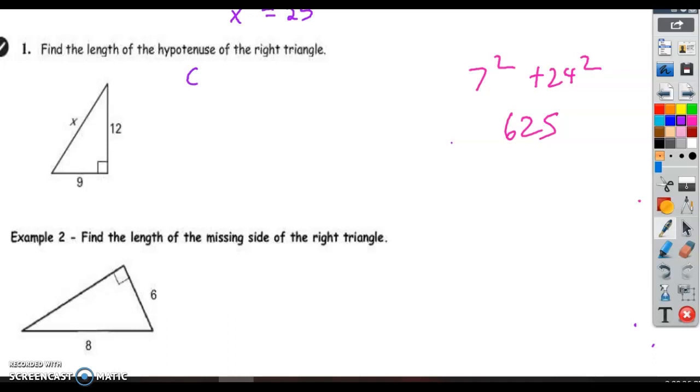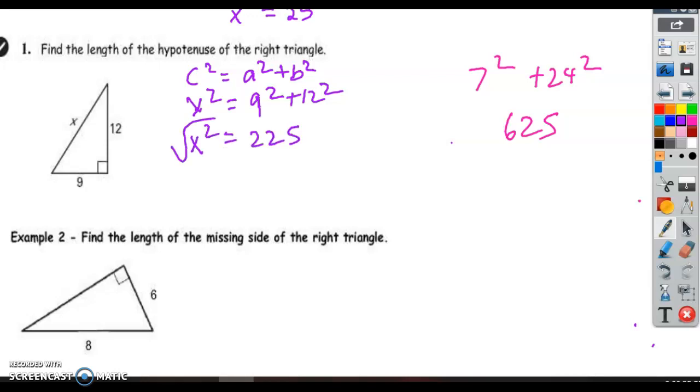So c squared equals a squared plus b squared. x squared equals, this is messy, 9 squared plus 12 squared. 9 squared plus 12 squared is 225. So I take the square root of both sides and I get x is 15, because 15 times 15 is 225. All right, let's move to the next example.